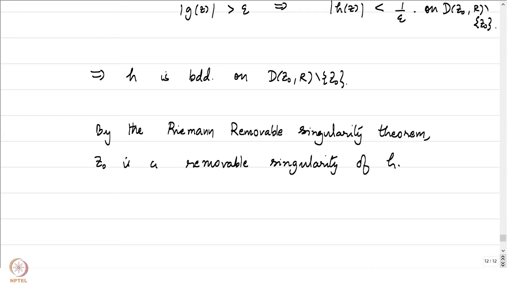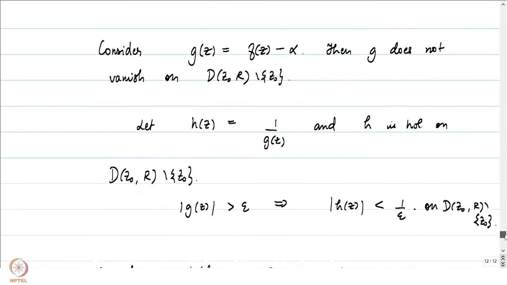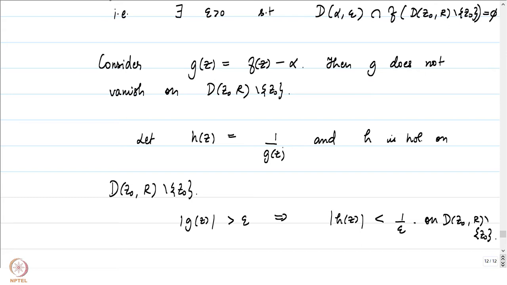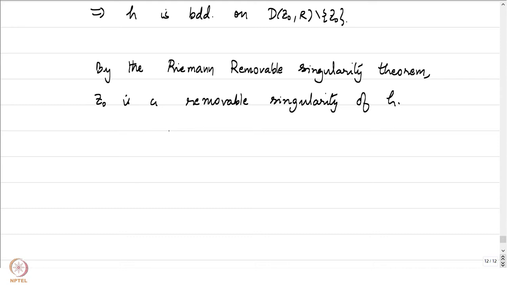So, in particular, h is a function which can now be thought of as a holomorphic function in a neighborhood of z0. The key thing to note right now is that h is the inverse of 1 by g(z), where g(z) is not a constant function, so h is not a constant function. In particular, h is not the 0 function, and it can happen that z0 is a 0 of h. So, we will just write h(z) equal to (z minus z0) to the power m times h1(z), with m greater than or equal to 0. If at all it vanishes at z0, we capture the power to which it vanishes, such that h1(z0) is not equal to 0.